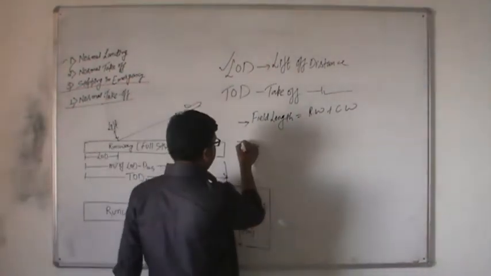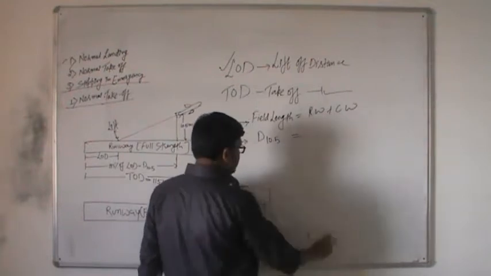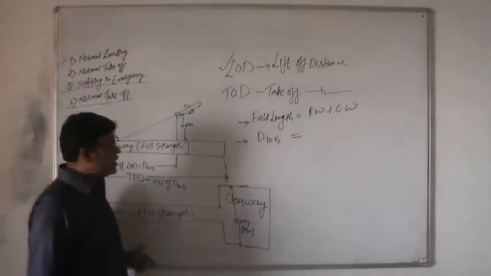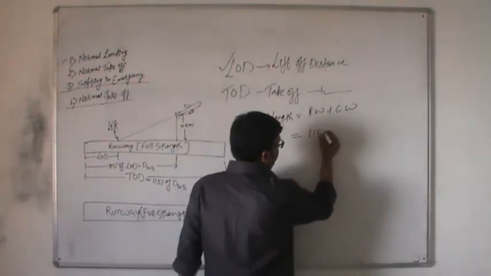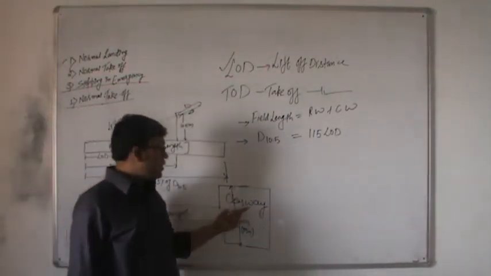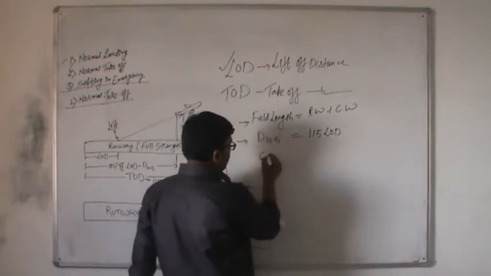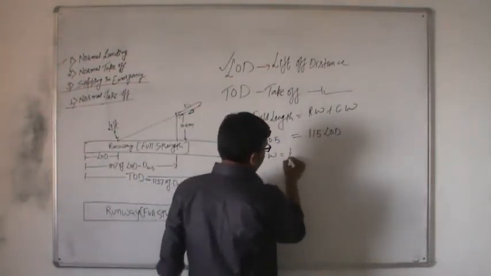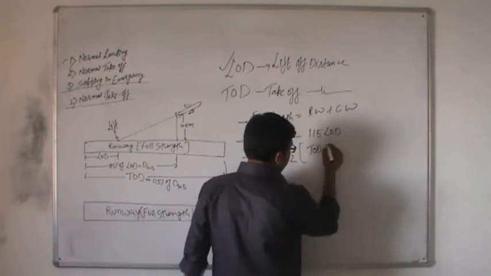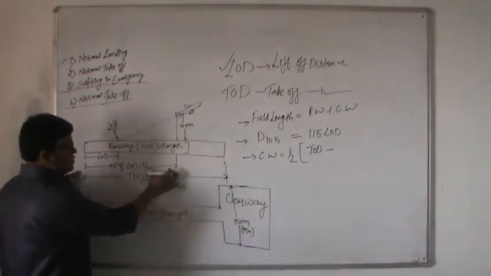Then the second point: what is the distance to reach a height of 10.5 meters? This is nothing but 115% of lift off distance, that means 1.15 times the lift off distance. Then we will find the length of the clear way. The clear way will be half of the difference of takeoff distance minus the distance to reach a height of 10.5 meters.